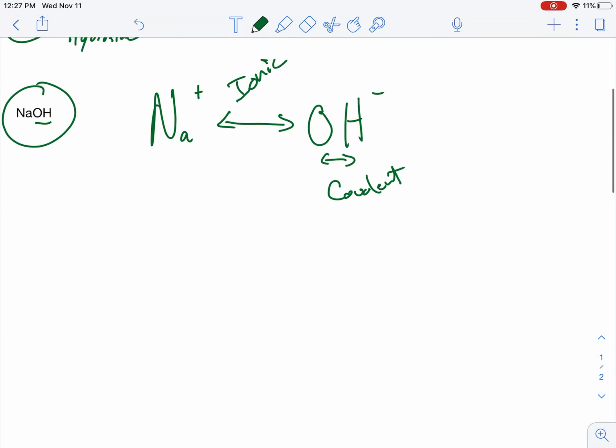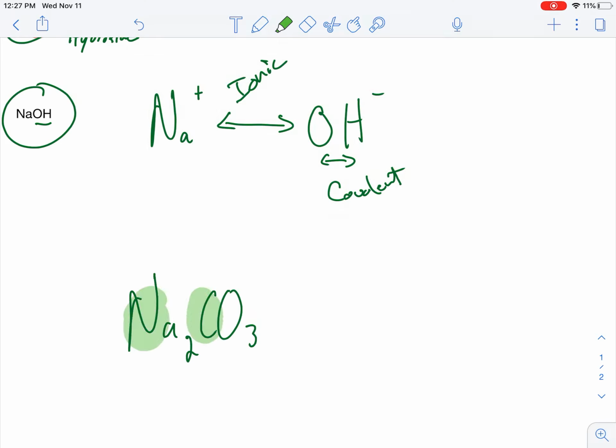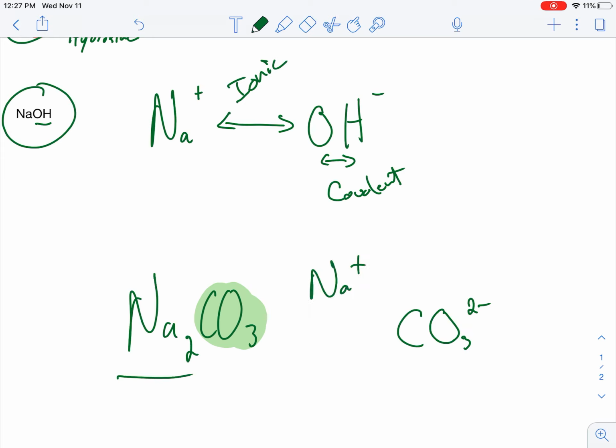A dead giveaway for a polyatomic ion that's involved is if you have 3 or more atoms present. So if I had like Na2CO3, I have a sodium, I have a carbon, I have an oxygen. That's 3 different elements. So chances are I'll have a polyatomic ion present here. And if I look at my polyatomic ion chart, I'll see CO3 in there, and that thing is called carbonate. So that's CO3, 2 negative. And then I have 2 sodiums, Na positive, Na positive. So my overall charge is 0, 2 positives, 2 negatives, and it all works out.